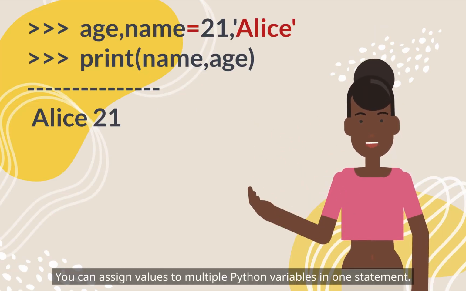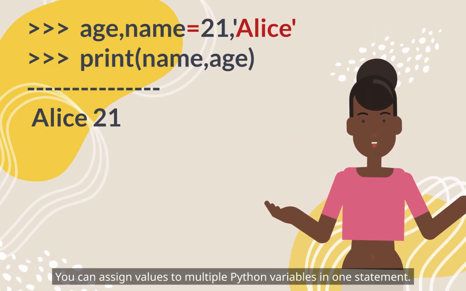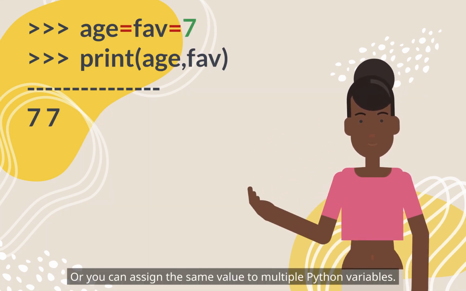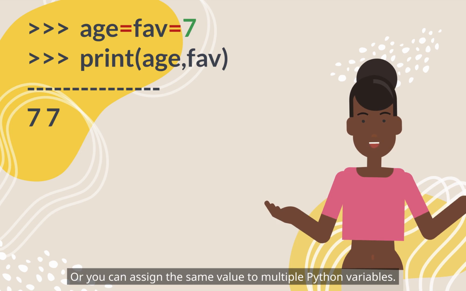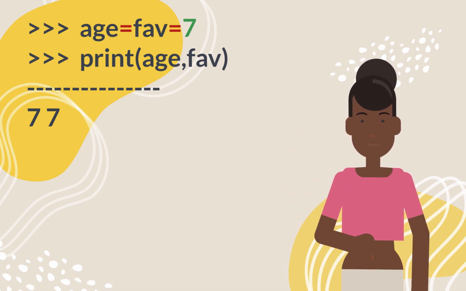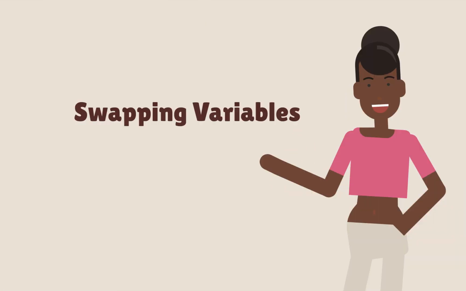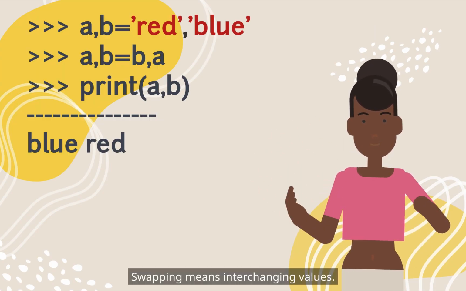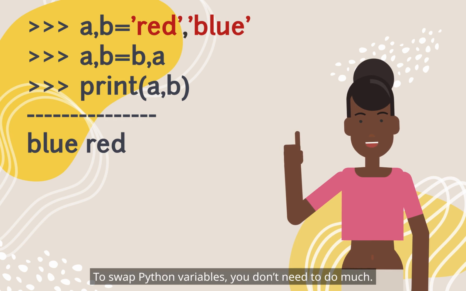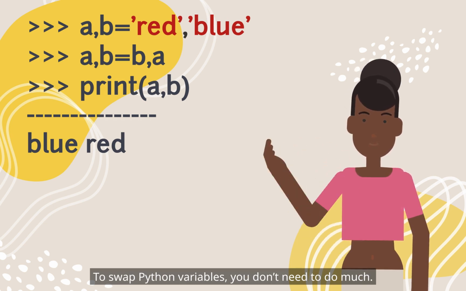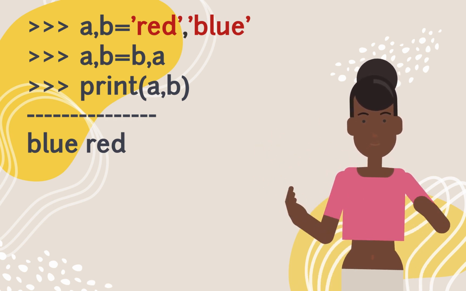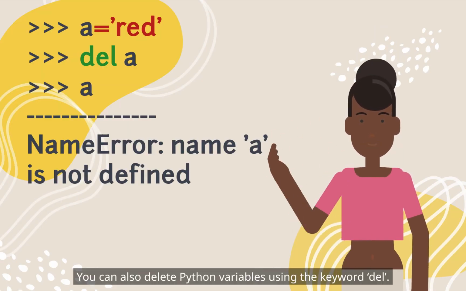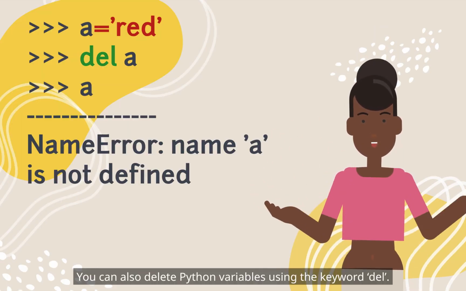You can assign values to multiple Python variables in one statement. Or you can assign the same value to multiple Python variables. Swapping means interchanging values. To swap Python variables, you don't need to do much. You can also delete Python variables using the keyword del.